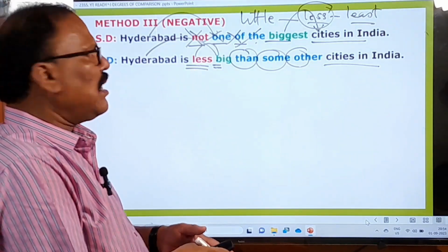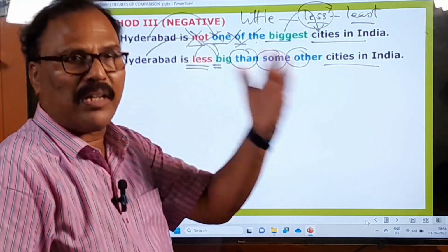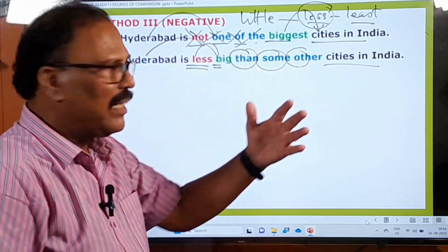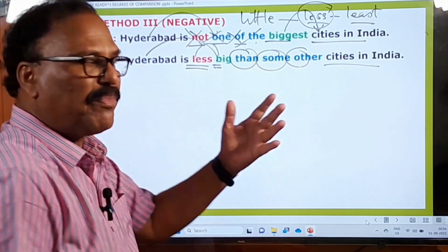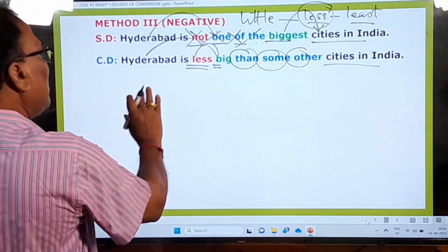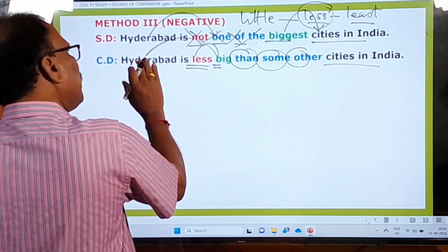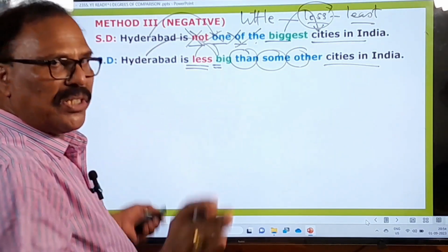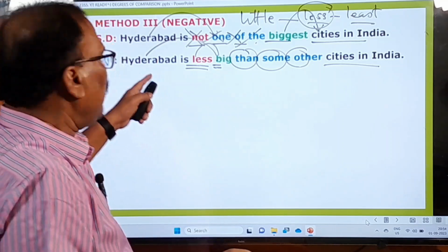Yes, it is less big than Kolkata. It is less big than Delhi. It is less big than Chennai. Something like that. Okay, and that is there. Though anyway, we are saying that Hyderabad is not a big city. That is what we are trying to convey through these sentences.